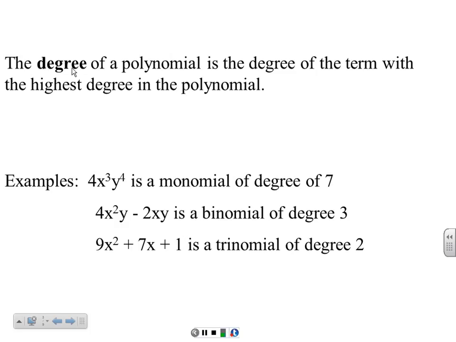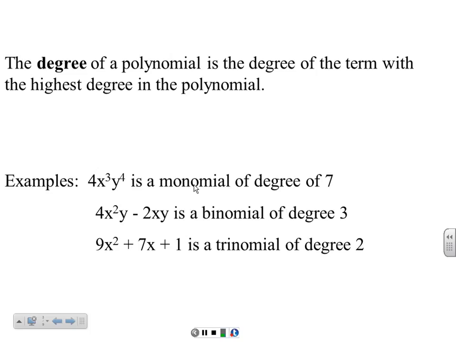The next thing we'll talk about is the degree of a polynomial. To find the degree of a polynomial, you're going to be looking solely at the exponents. The degree of a polynomial is the degree of the term with the highest degree in the polynomial, and again the degrees are just your exponents. When you're talking about a monomial, all you're going to do is add up the exponents of your variables. So 3 plus 4 is 7. The degree of this monomial is 7.